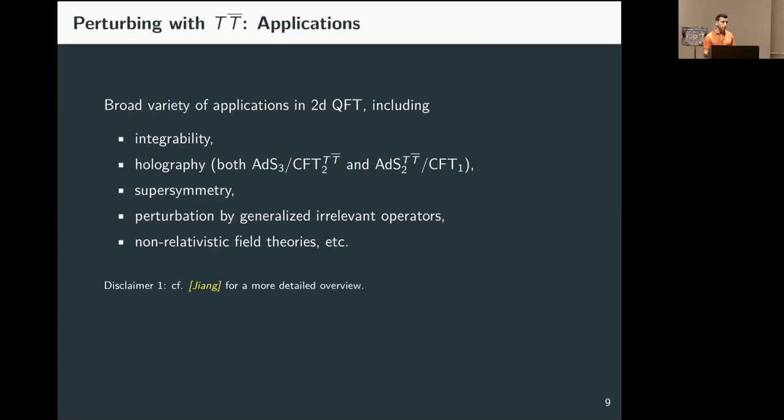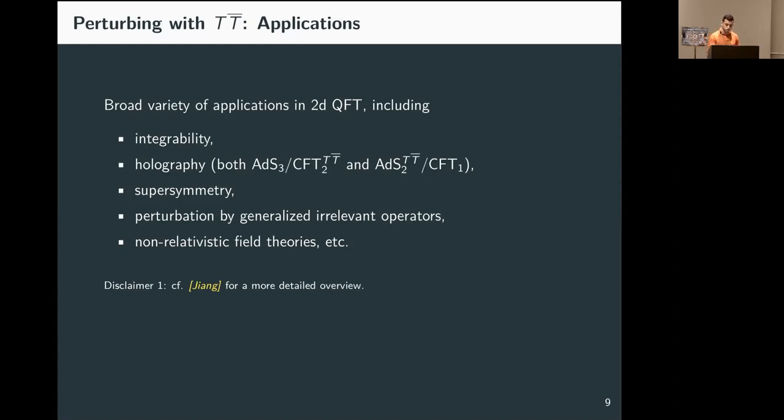So this is, of course, not a lecture on TT-bar, so I can't be comprehensive. You will apologize me. Please refer to the papers for more adequate citations. And if you want to learn more, there is a nice review by Jiang, or there is a review by Giveon if you're interested in the connection with string theory.